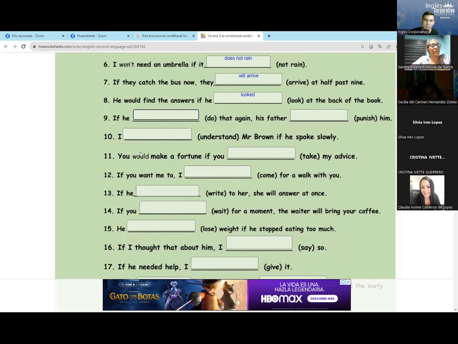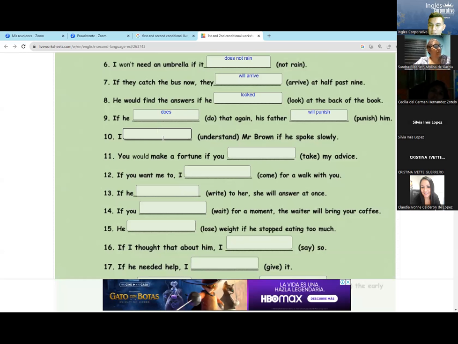It doesn't give enough context, but I guess it is first conditional. If he does. Does, excellent. If he does that again, his father will punish him. All right, number 10.